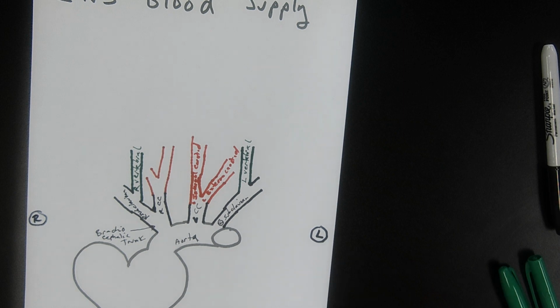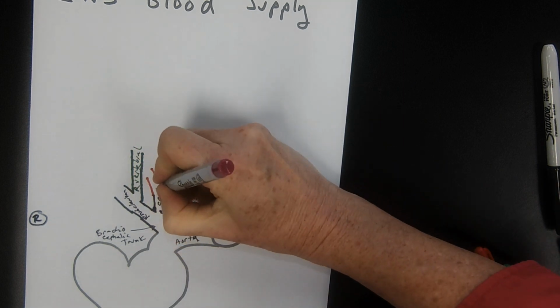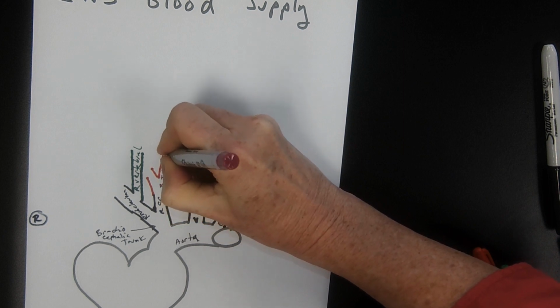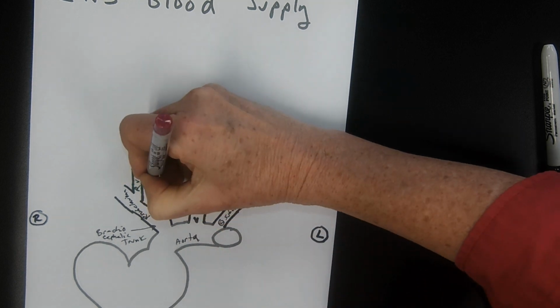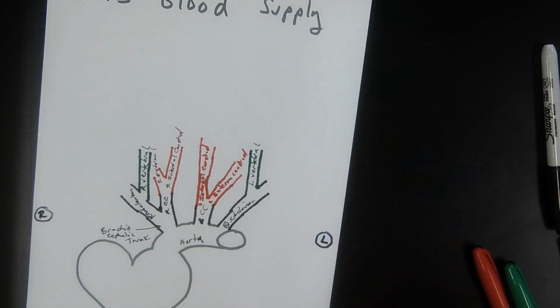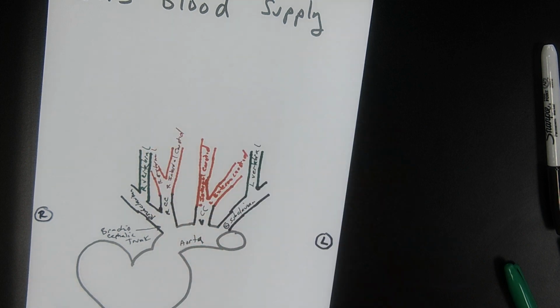I lost my fine tip, so I'm going to use more and label that so it's a little bit more clear. So this is going to be your right internal carotid. Okay, and then this is your right external. Like I said, it's going to be the internal carotid that's going to come up and supply the anterior portion of your brain with blood.